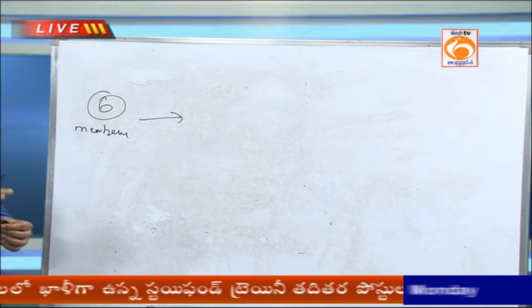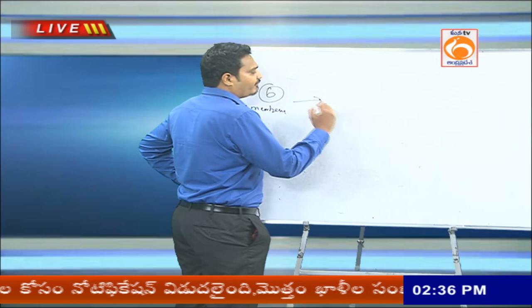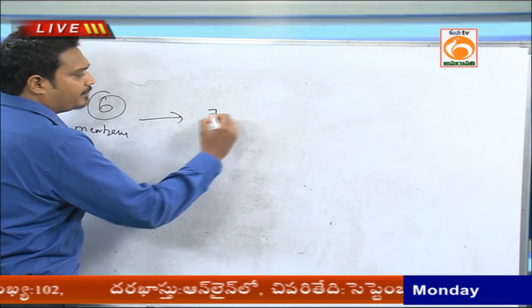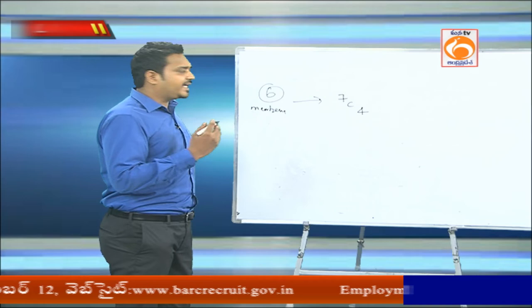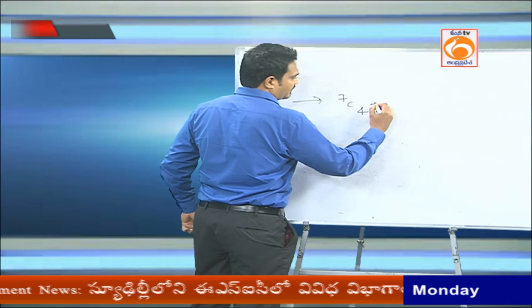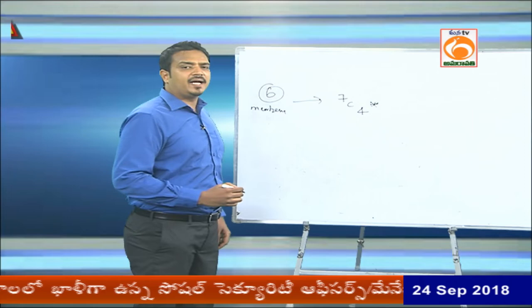Our team lo ela undi, 6 members ela undalante definite ga 4 men undali, correct? So 4 men. So ee 4 men anedi total count entha mandi males unnaru ante 7 males unnaru. So ee 7 males lo nenu 4 males ni select cheskuntanu. Try to understand, ee 7 males lo nenu 4 males ni teeskuntanu plus, all right now, and so it's obviously into, and then what is a female?